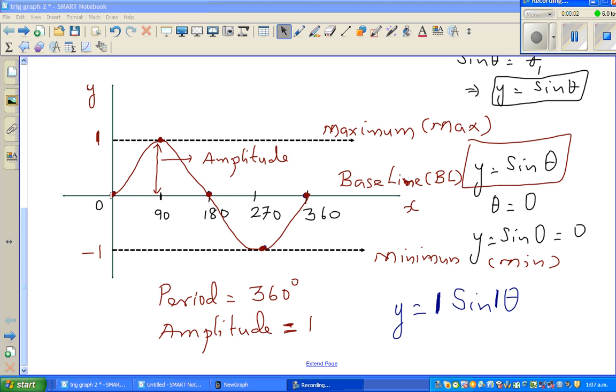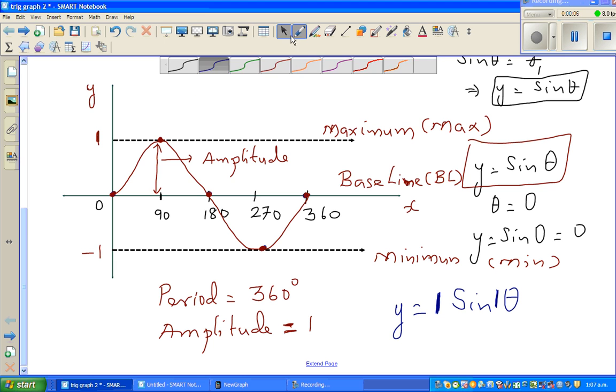In the previous video, I was talking about the sine graph, and I told you this is the graph of r is equal to sine of x or sine theta. Now I told you this is one period from 0 to 360. The sine graph repeats itself. If you draw the second cycle, the second cycle finishes at 720 degrees.